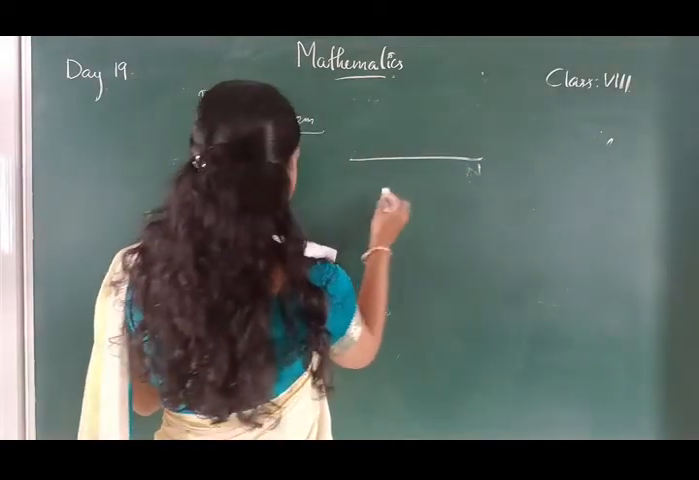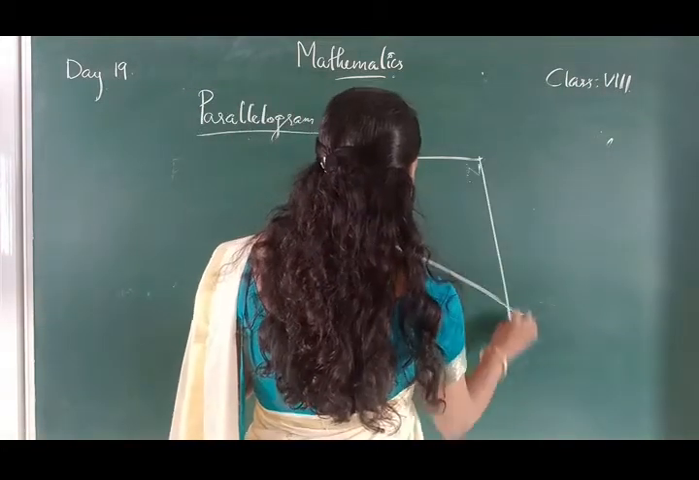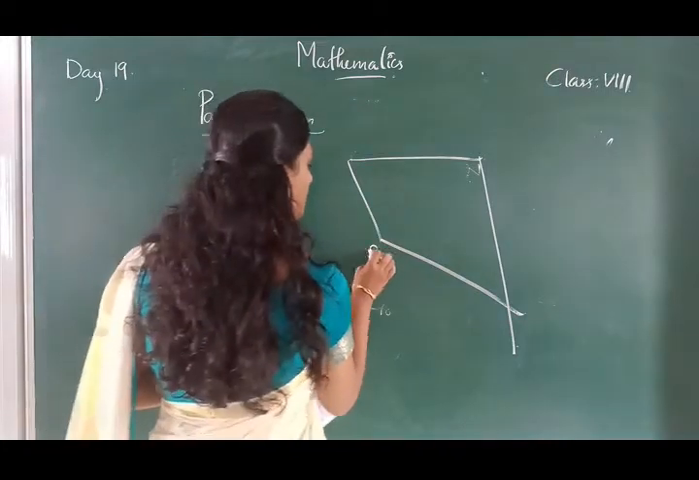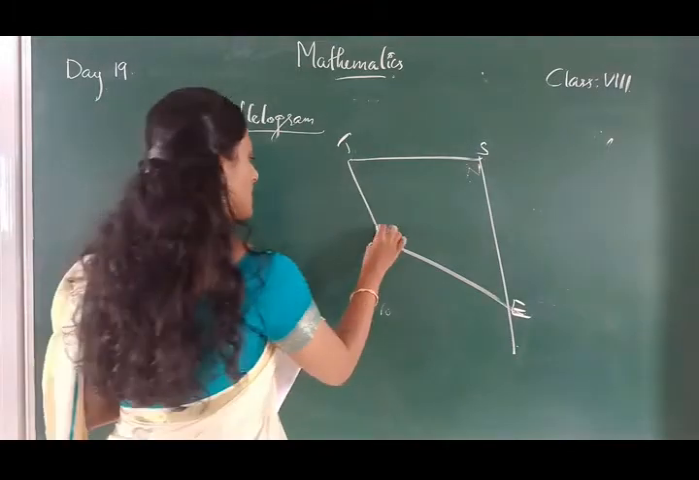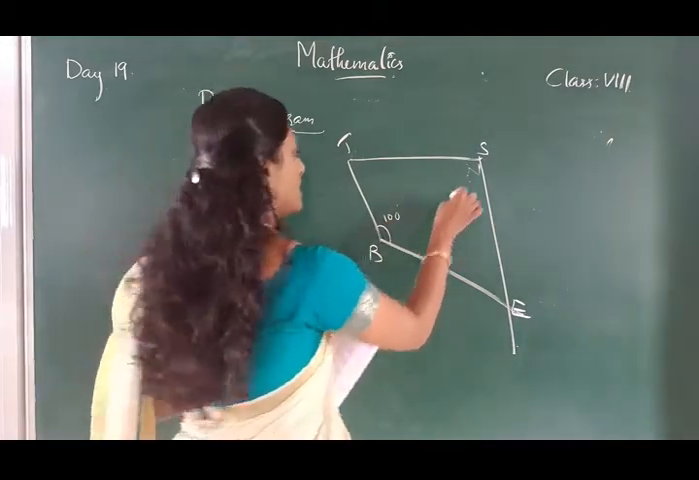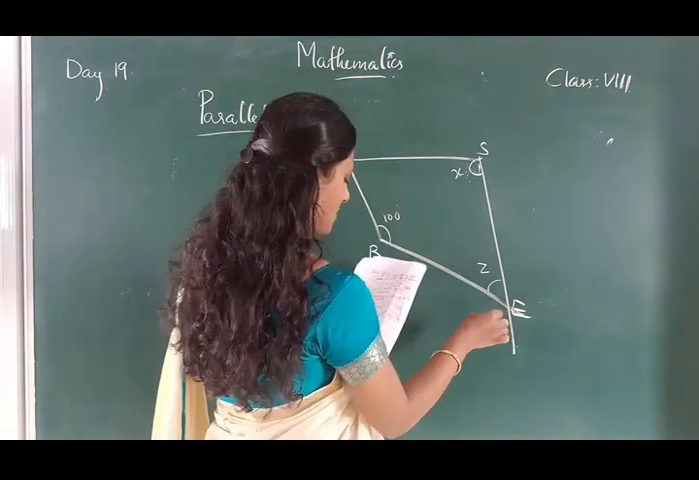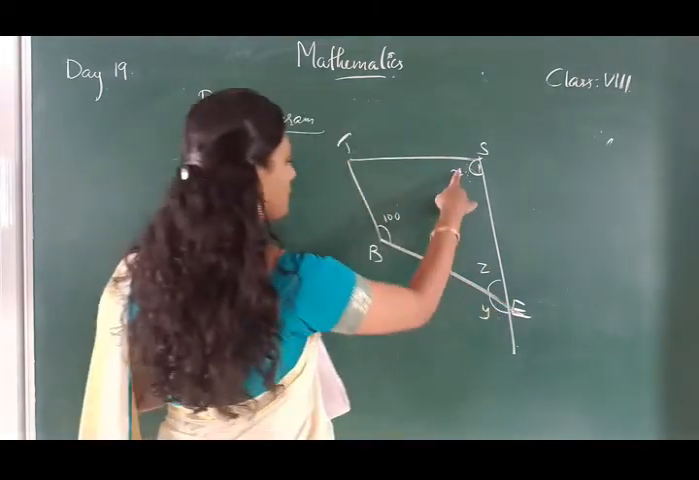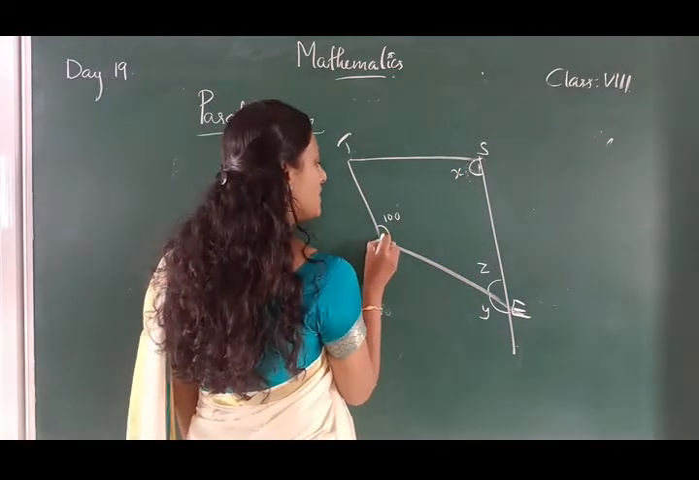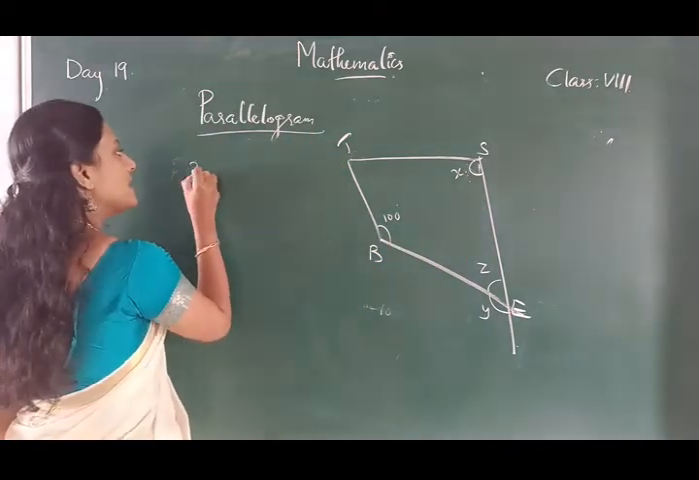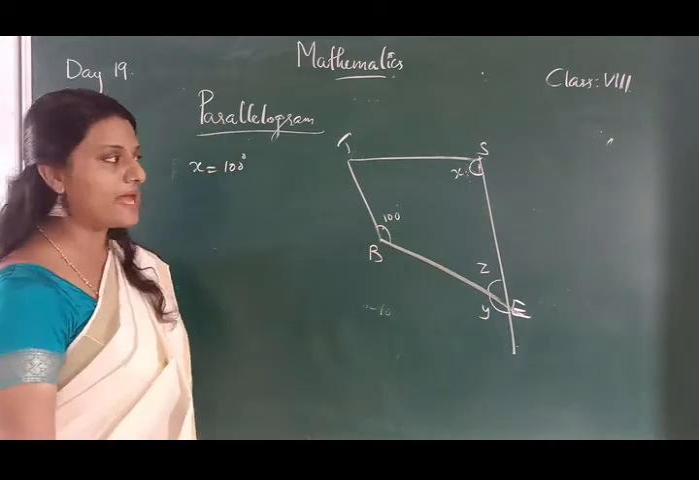BESG is a parallelogram. So this is a parallelogram. BEST, and angle B is 100 degrees, the next angle is X, the next angle Z and one angle Y. You have to find this X, Y and Z. This is a parallelogram. So if angle B is 100 degrees, what is X? X is also equal to 100 degrees. Reason: opposite angles of a parallelogram.